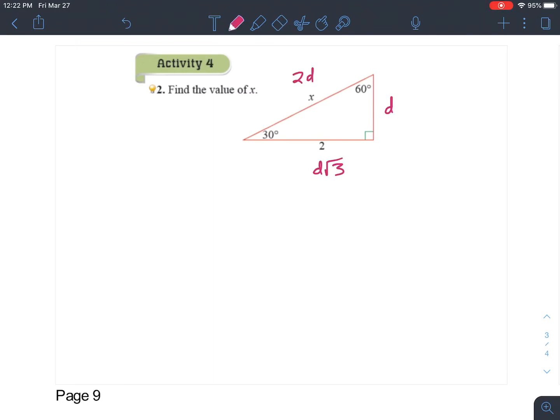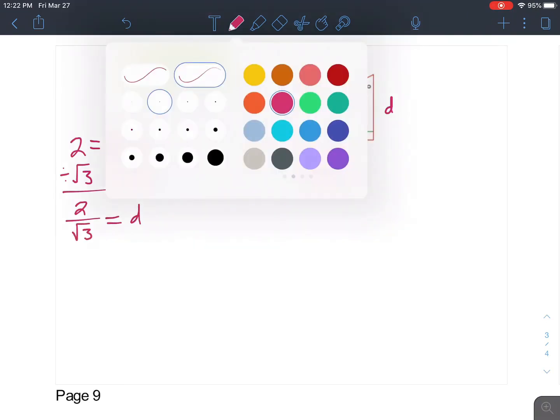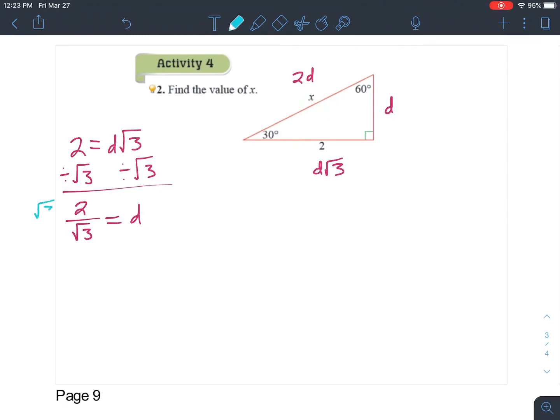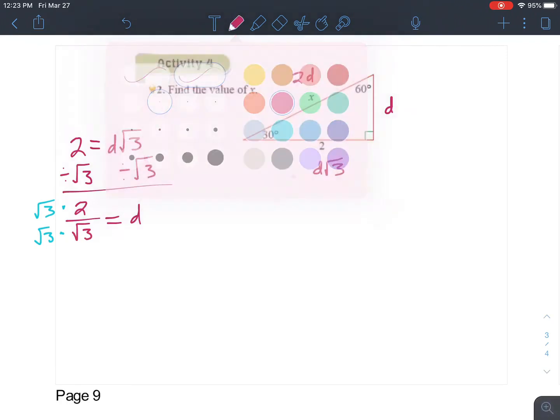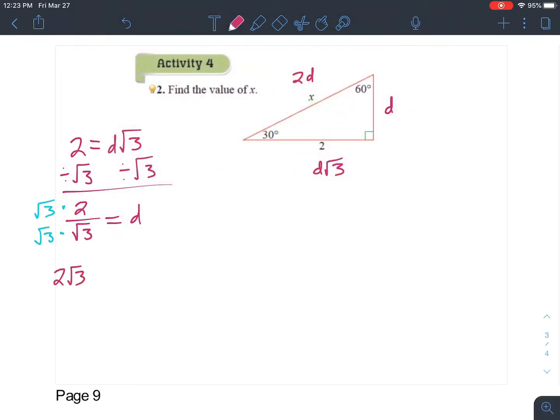Now that we have labeled our triangle, we can go ahead and start solving it. The only information that we're given that will help us find D is 2. So we're going to start with 2 equals D root 3. We have to divide both sides by the square root of 3, and we get 2 over root 3 is equal to D. Let's rationalize our denominator here. So square root of 3 on top and bottom is going to be multiplied. And now we are going to have 2 root 3 over 3 is equal to D.